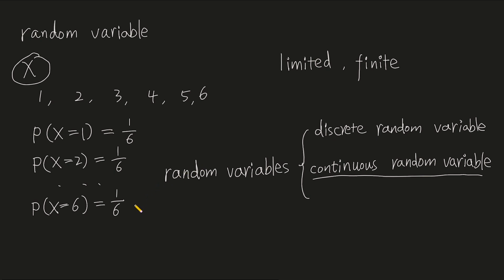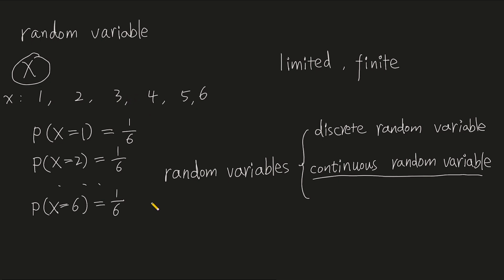So normally we use a capital letter to represent a discrete random variable. For example, in this example, we use capital letter X to represent this random variable. And we use the equivalent lowercase letter to represent its values. So for this example, we use lowercase x to represent its values. We use lowercase letter x to represent 1, 2, 3, 4, 5, 6.